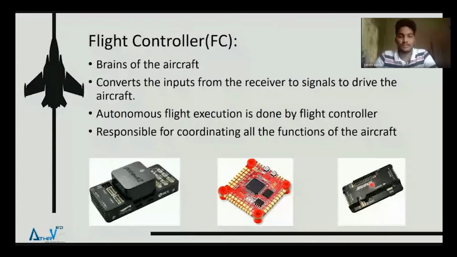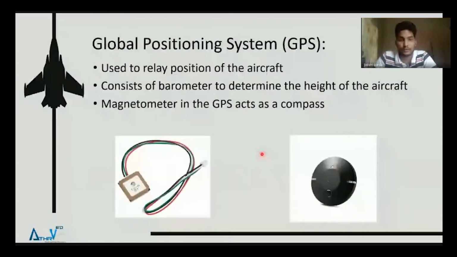Global positioning system. This is very much essential when it comes to the autonomous aspect, because you need to know the position of the aircraft relative to a point, or relative to the map. So usually some of the flight controllers will have a barometer, and the barometer is used to determine the height of the aircraft from the ground. But in some cases, the barometer is also kept in the GPS, and the magnetometer also is kept in the GPS.